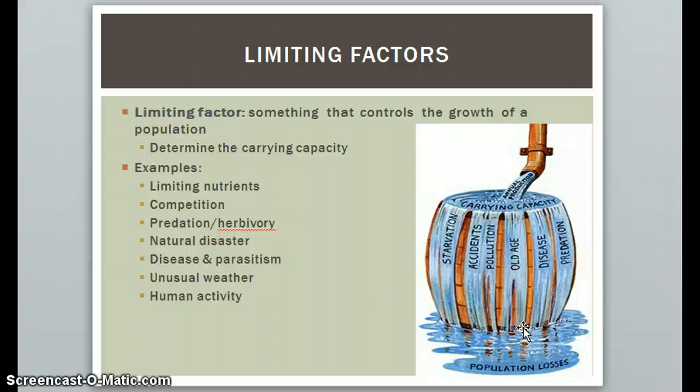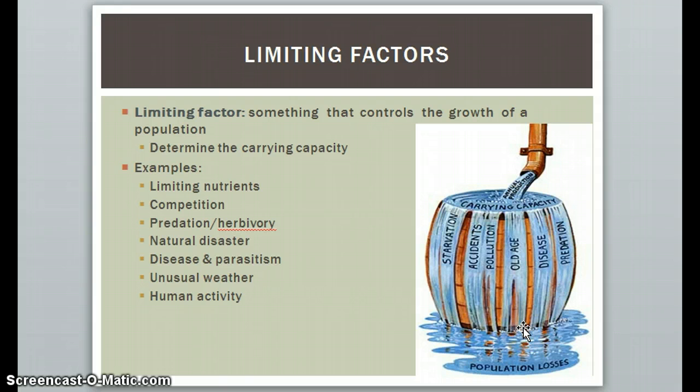Crops that farmers grow can be limited by the nutrients in the soil. This is why farmers put down fertilizer. By increasing the carrying capacity, they increase their yield and are able to sell more of their product. Natural disasters like tornadoes, floods, and earthquakes decrease the population as well. Unusual weather is a little like natural disasters, but not so noticeable.